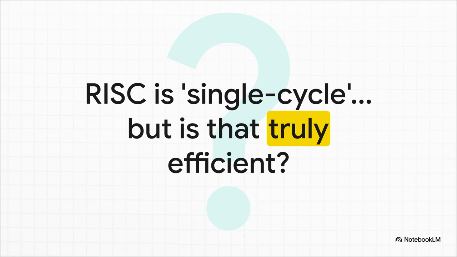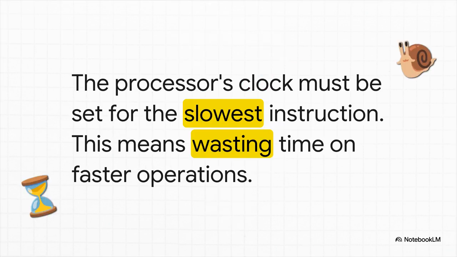Okay, so RISC sounds pretty great, doesn't it? Every instruction takes just one clock cycle. It's simple, it's fast, it's predictable, but, and this is a big but, this single cycle idea hides a massive problem. Here's the catch. Even in a simple RISC design, not all simple instructions take the same amount of physical time. Talking to memory, for instance, is just naturally slower than adding two numbers that are already on the chip. But since the whole processor marches to the beat of one clock, you have to set the speed of that clock to be slow enough for the absolute slowest instruction to finish. This means that for every faster operation, the processor is just sitting there, twiddling its thumbs, wasting time.